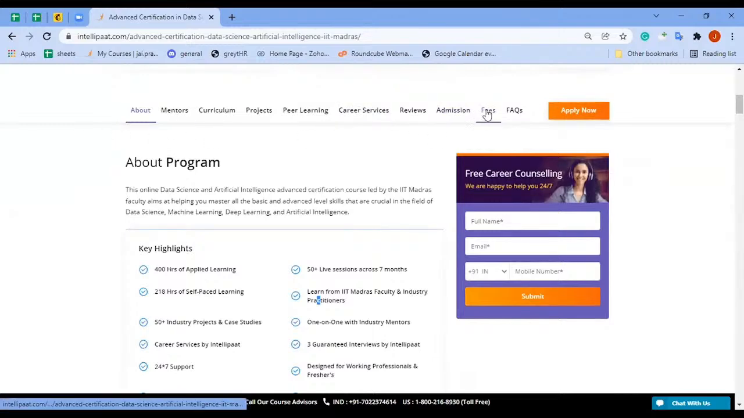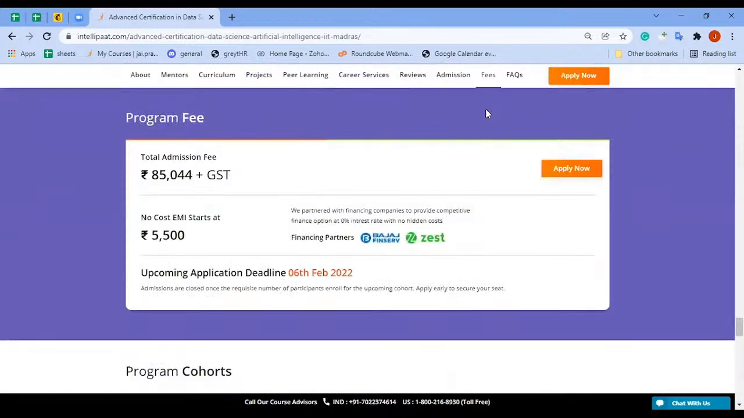So now just the last thing, which is the course fee structure. Click on the fees on this page. You see that the total admission fee is 85,000 plus 18% GST, which is 1,352 rupees. Of course, we have no cost EMI options available wherein you can convert this amount into 3 months, 6 months, 9 months or 12 months of easy EMIs using either a debit card or a credit card. And if you are not eligible to use a debit card or a credit card for that matter, we also have our financing partners like Bajaj FinServ, Zest Financial Services and quite a few more, which you can use. You can submit your documents and get the amount converted into EMI by linking your account with the financing partner.